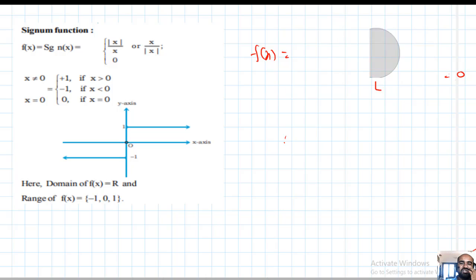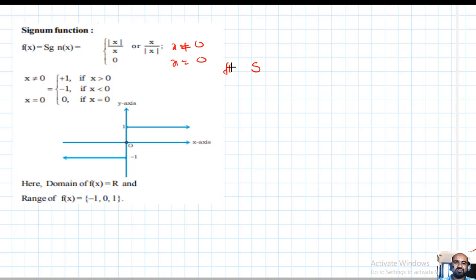Okay, students. See here, the definition. Signum, f of x, is defined by mod x by x, or x by mod x, for x not equal to 0. It is not printed correctly. So the first rule is for x not equal to 0, and this other rule is for x equal to 0, where the value is 0. Now you can rewrite it.